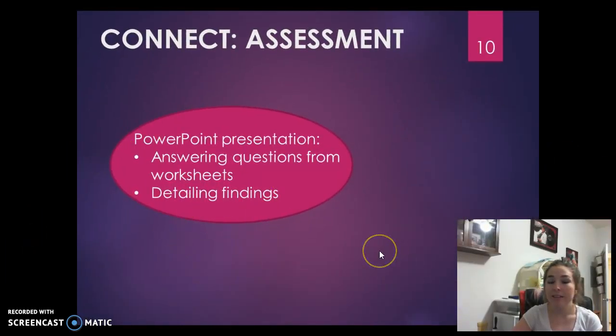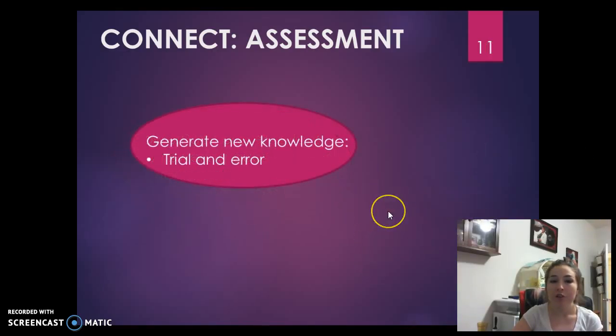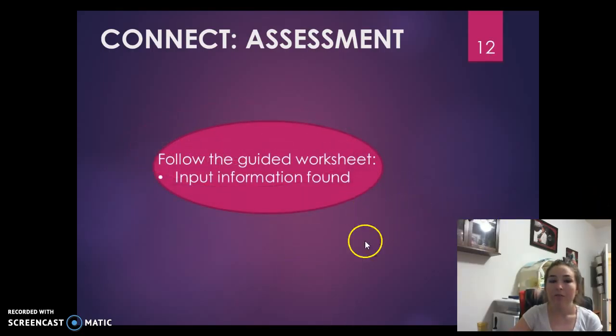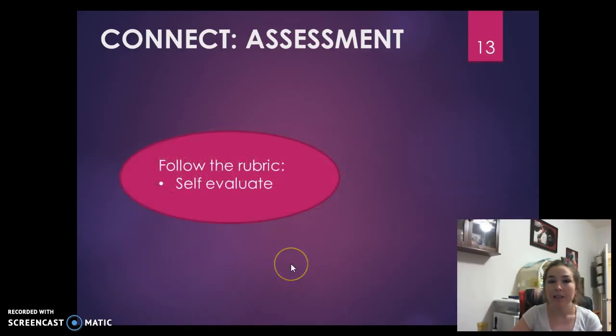Forms that will be used as an assessment are going to be the PowerPoint presentation, where the students can detail their findings, the generation of new knowledge through trial and error, the followed guided worksheet, where they will input any information that they find, as well as the rubric that the teacher will use in order to determine if a reteach is needed.